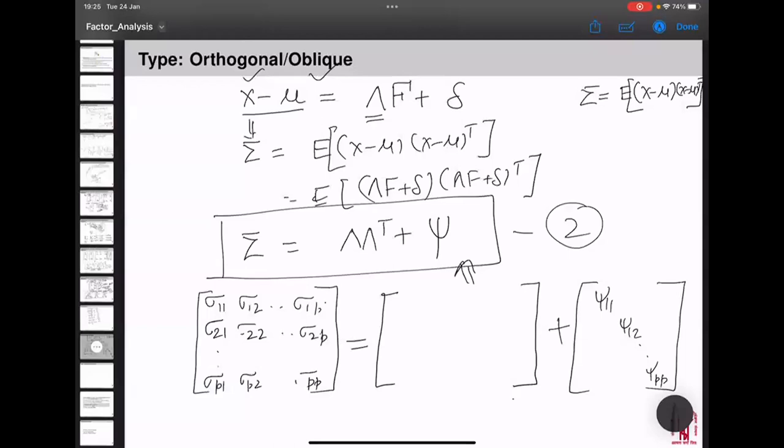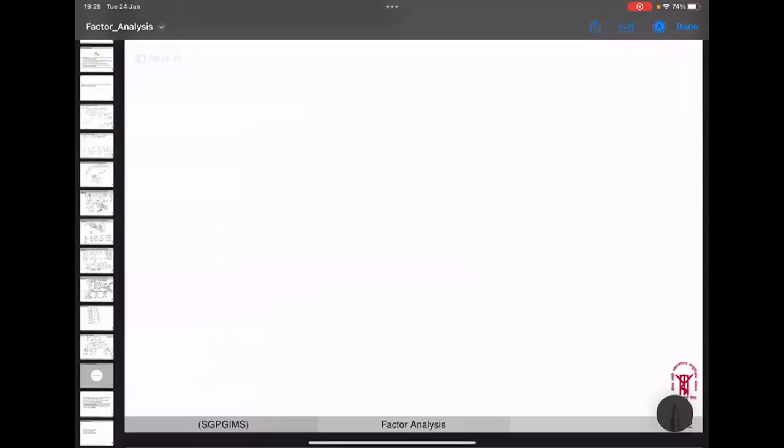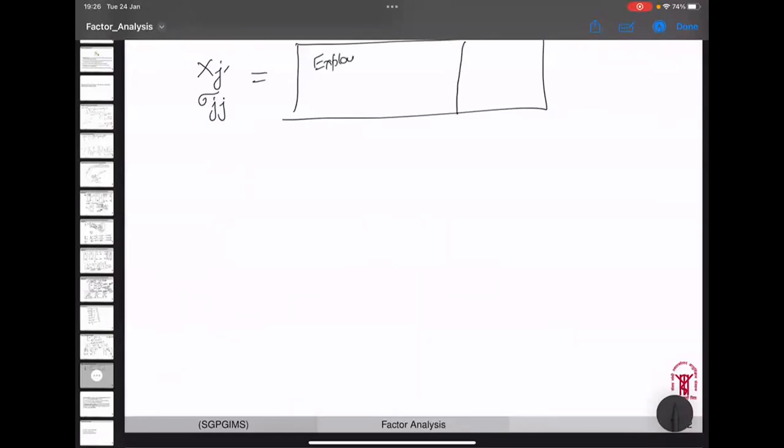What I mean to say with this is that this sigma 11 is associated with this factor over here and with this factor over here. So if I say the jth variable is there, it is measured in terms of sigma jj, and we can say it is broken into two parts. One part is explained by the factors, and another part is unexplained.